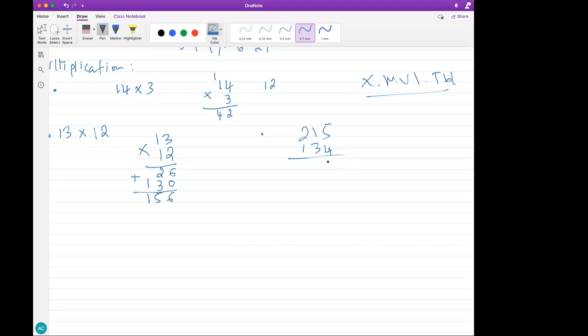5 times 4, it's 20. What do we write? What do we carry?